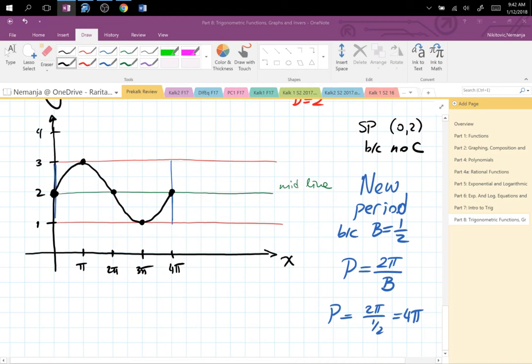Label all of the points: pi comma 3, 2 pi comma 2, 3 pi comma 1, and 4 pi comma 2 as our graph.